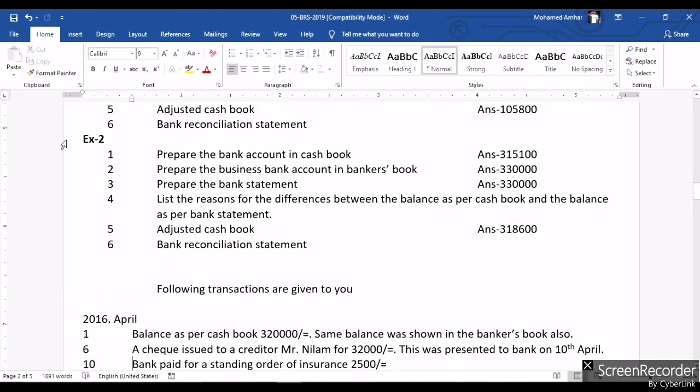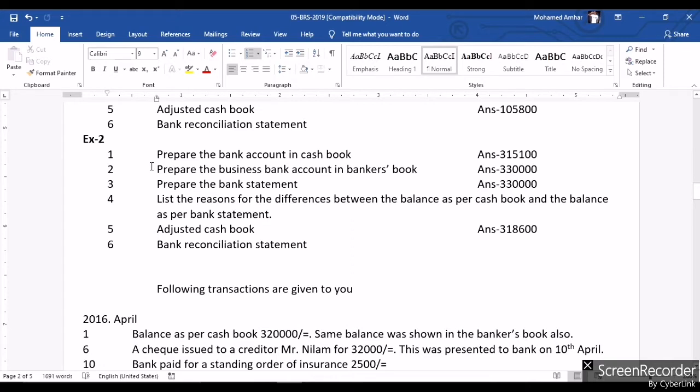Right. Exercise number 2 is asking 6 questions. First question is prepare the bank account in cash book. So this is maintained by the organization. Question number 2, prepare the business bank account in banker's book. So it says banker's book. So this is maintained by the bank.